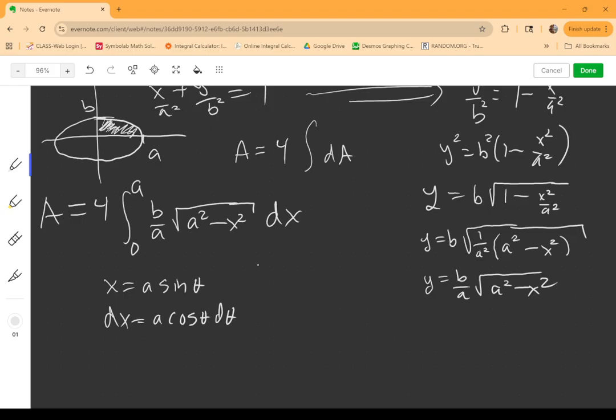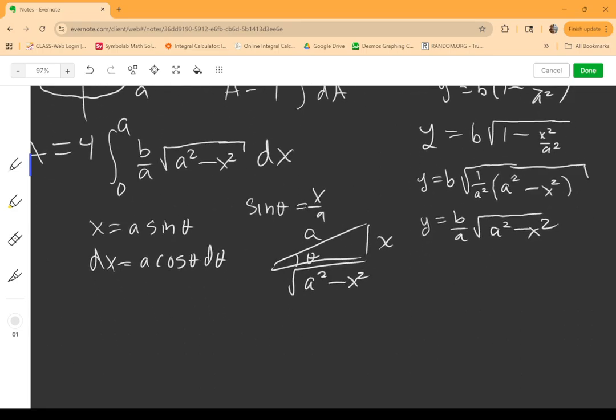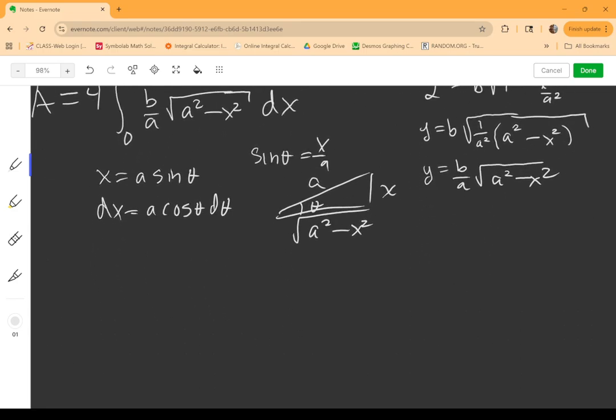All right, and then our triangle, we have sine of theta is equal to x over a. So we got theta, hypotenuse is a, x is the opposite, and then the adjacent is the square root of a squared minus x squared, right, from the Pythagorean formula. All right, so now let's do our sum.